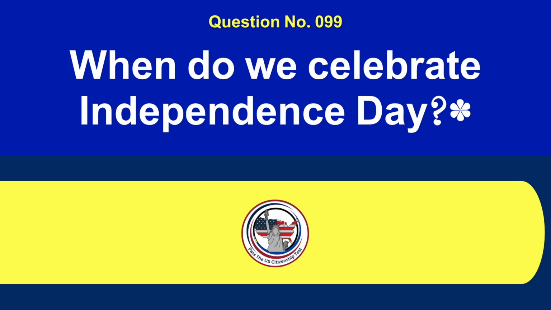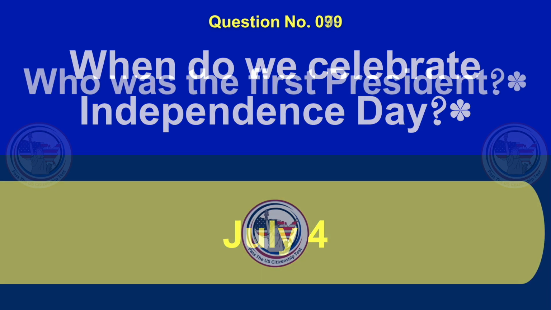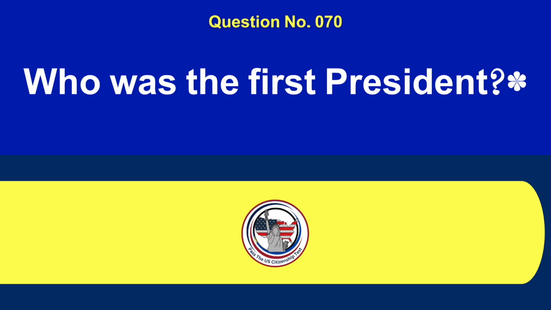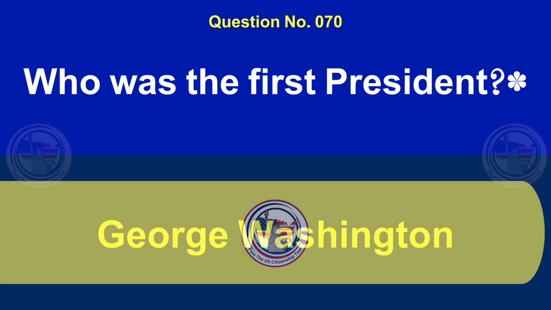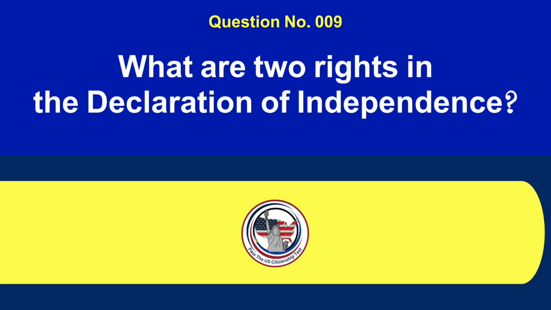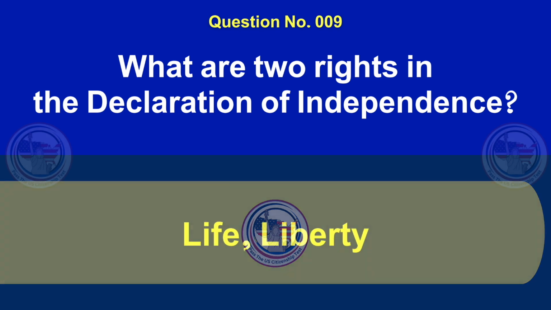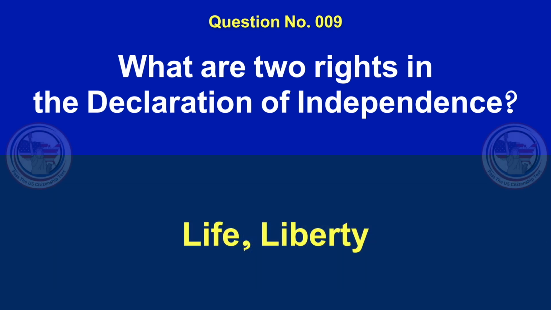When do we celebrate Independence Day? July 4th. Who was the first president? George Washington. What are two rights in the Declaration of Independence? Life, liberty.